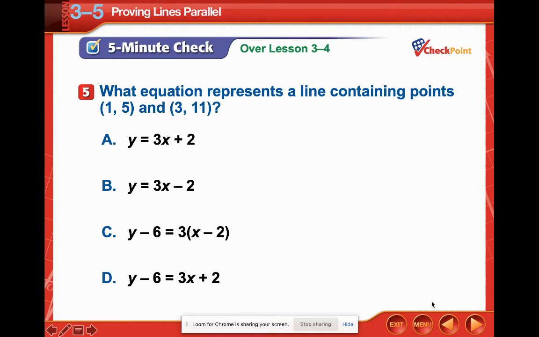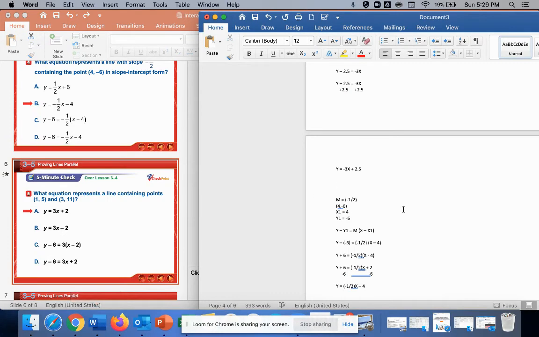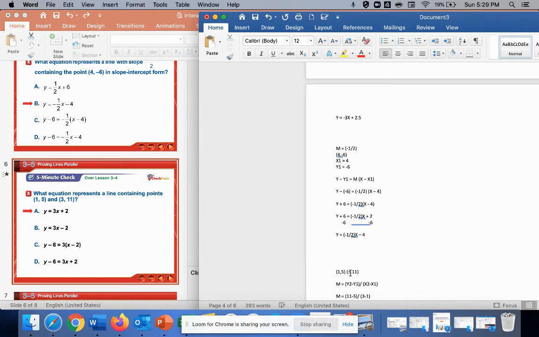All right, hopefully you're able to solve this one on your own. You should have gotten y equals 3x plus 2. Let's go through how you would have got that answer. So we've got (1, 5) and (3, 11). The first thing we're going to do is find the slope, so we're going to use our slope formula: m equals y2 minus y1 divided by x2 minus x1.